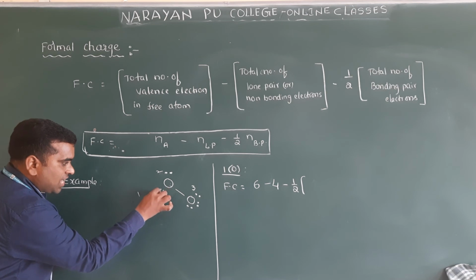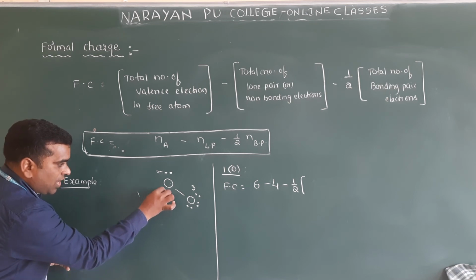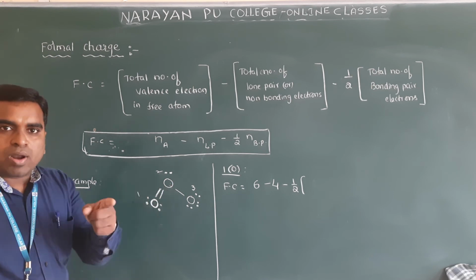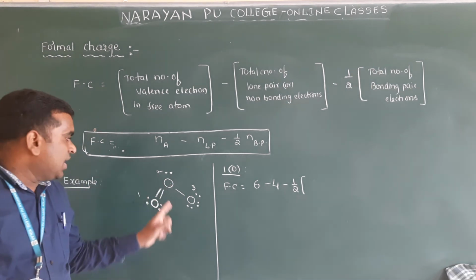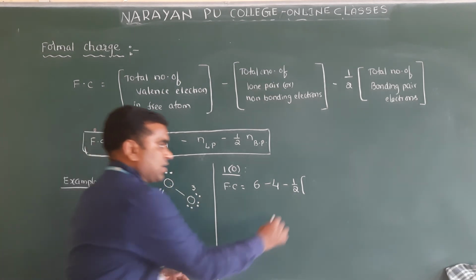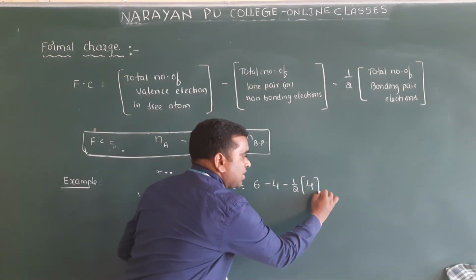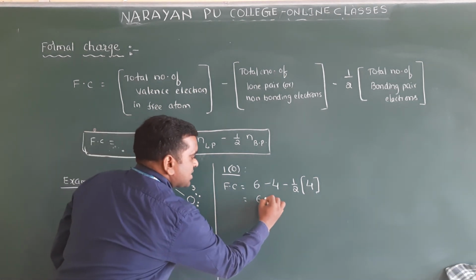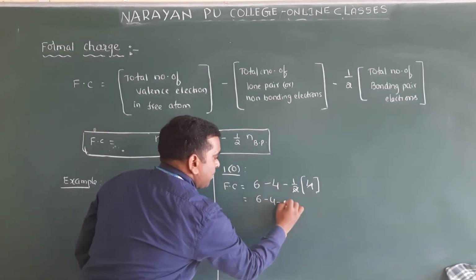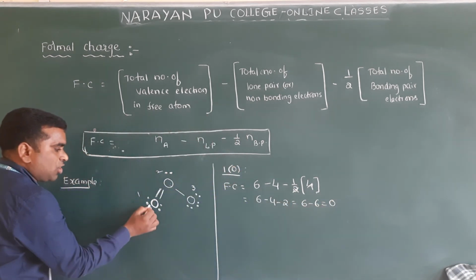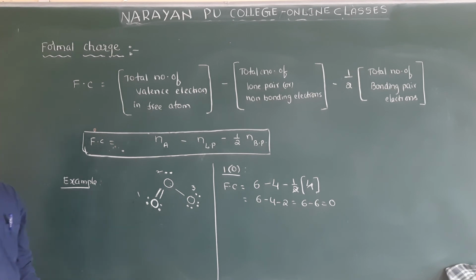The electrons which are formed for the bond, that we will call bond pair electrons. Here, how many bonds are there? 2 bonds are there. 1 bond is formed by how many electrons? 2 electrons. So 2 bonds means how many electrons are involved? 4 electrons. So if you do this, 6 minus 4 and here minus 2. So 6 minus 6 is equal to 0. What is the formal charge on this oxygen? 0. 0 means you need not represent it.